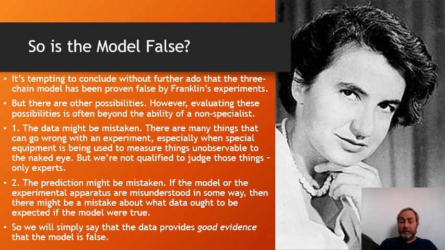It might also be possible that the prediction itself was mistaken. It might be the case that the model does not entail that particular thing. Maybe the experimental apparatus and the way it works was misunderstood in some way. So someone made a mistake when deducing from the model what data they should expect. You can make a mistake there as well. So because of those possibilities, even when we seem to see clear disagreement between the data and the prediction, we're just going to say that the data provides good evidence that the model is false, leaving open the possibility that something went wrong and the model actually is true.